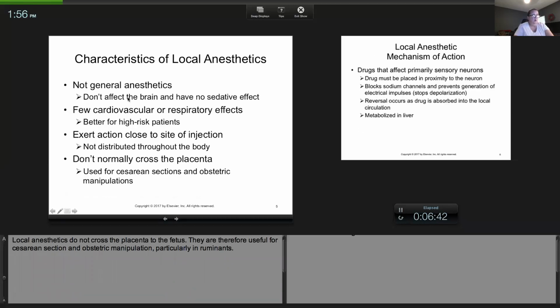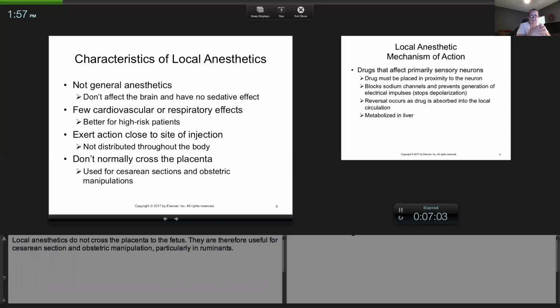So when I talk about characteristics, what do we know about them? They are not general anesthetics. This is considered an adjunct technique. We have an anesthetic protocol, pre-meds, induction, maintenance. This would be added to that. Does it have to be done? No. But it's going to enhance our anesthetic event.